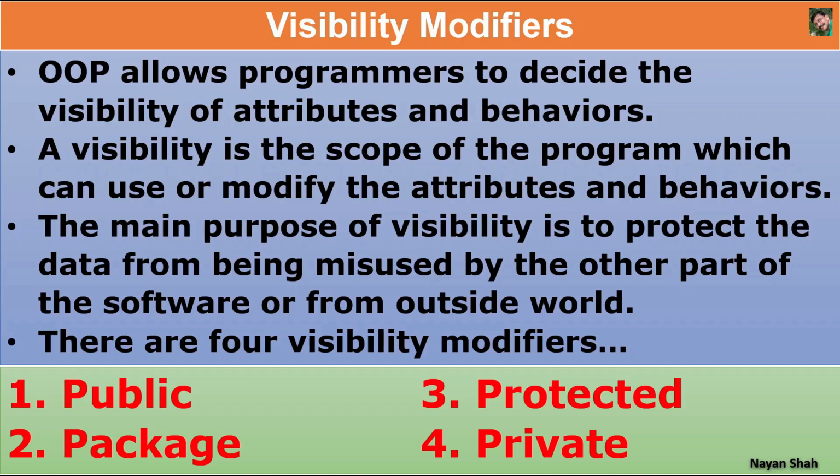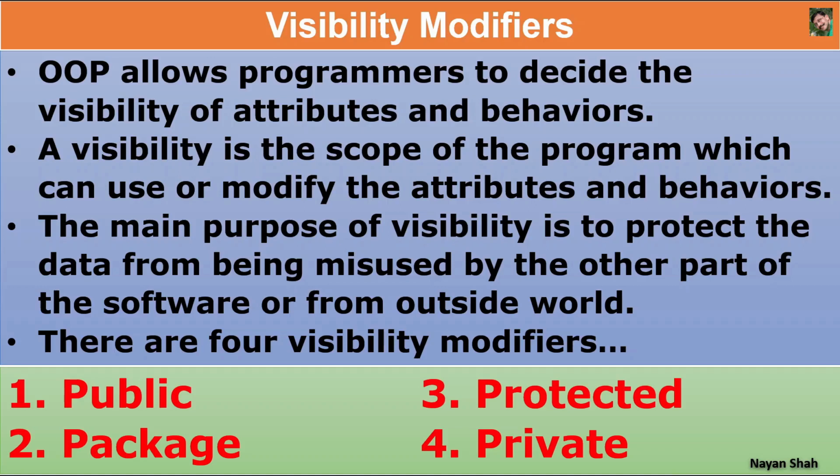Let us understand all these four visibilities with some examples. Public. If you go to any public garden and see a bench over there, it is a public bench. Anybody can go there and sit. There is no restriction on who can sit there and who cannot sit there. So it is public.